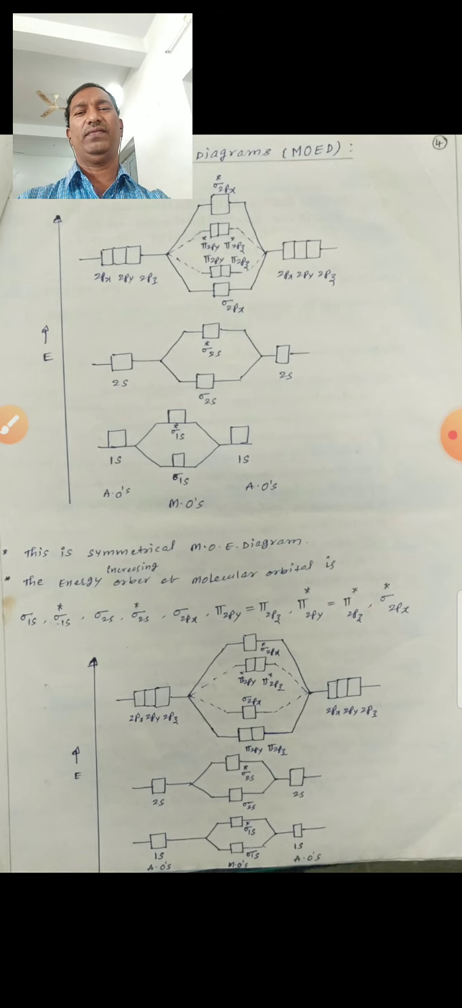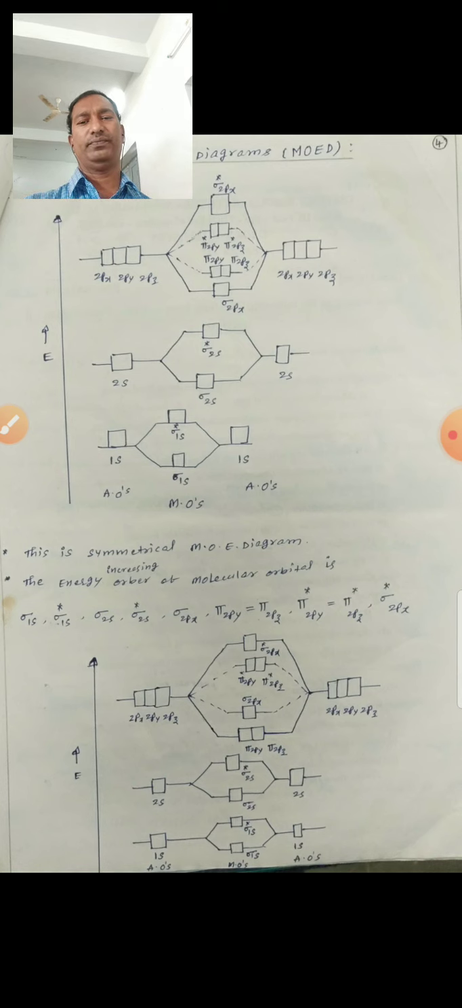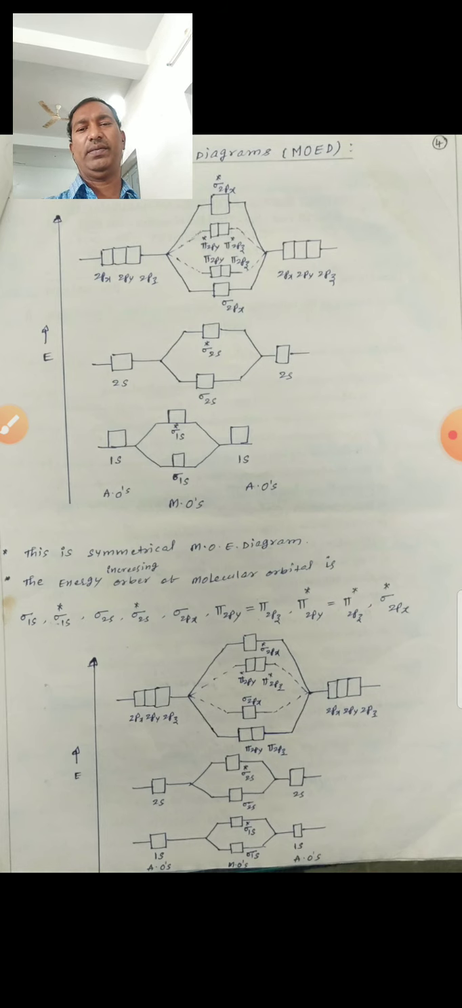If we cut the p orbitals, we get exactly the same type of parts. So this is the symmetrical molecular energy diagram.